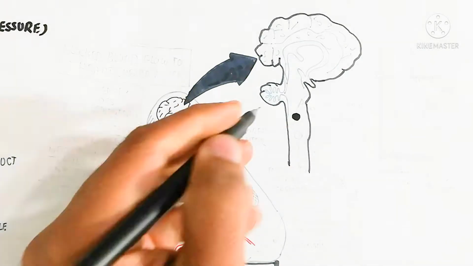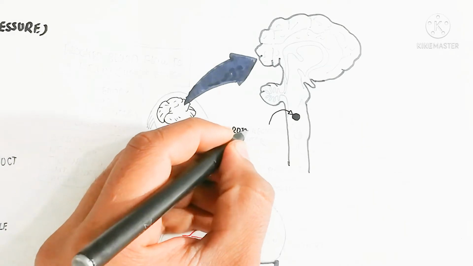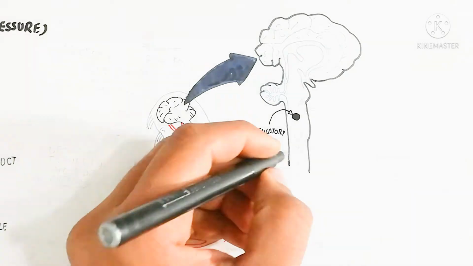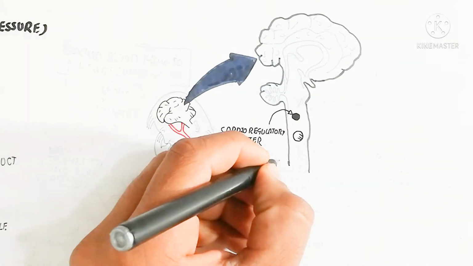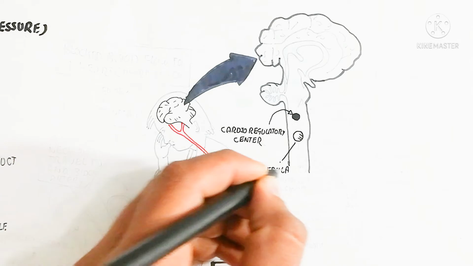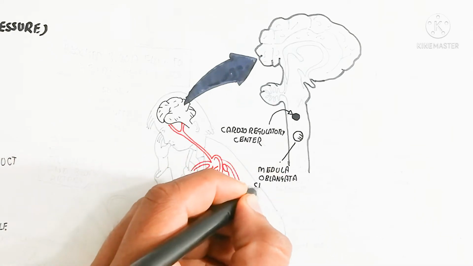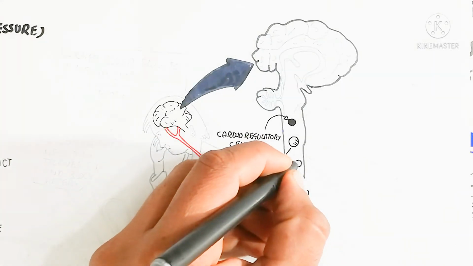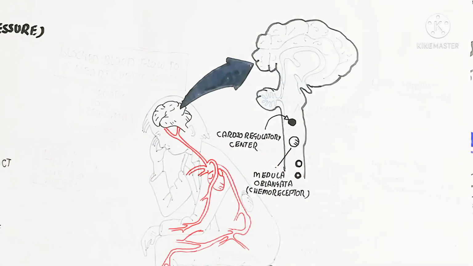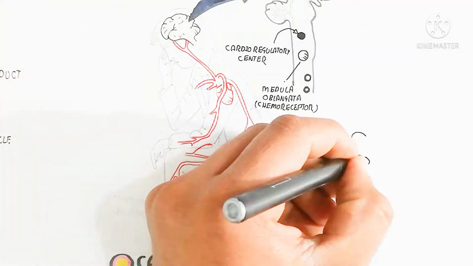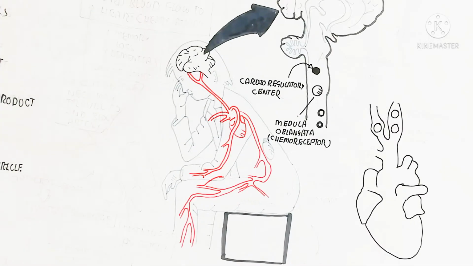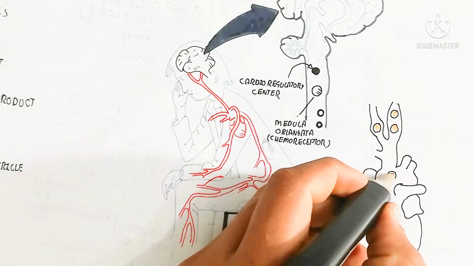So this is the brain, and the dark black color is the cardio-regulatory center. The cardio-regulatory center is present in the medulla, the upper medulla. What that means is, here you can see the medulla. Above the medulla is the pons, while here is the medulla oblongata, which contains chemoreceptors. So remember that. This is the chemoreceptor, which receives chemicals, for example carbon dioxide and oxygen.